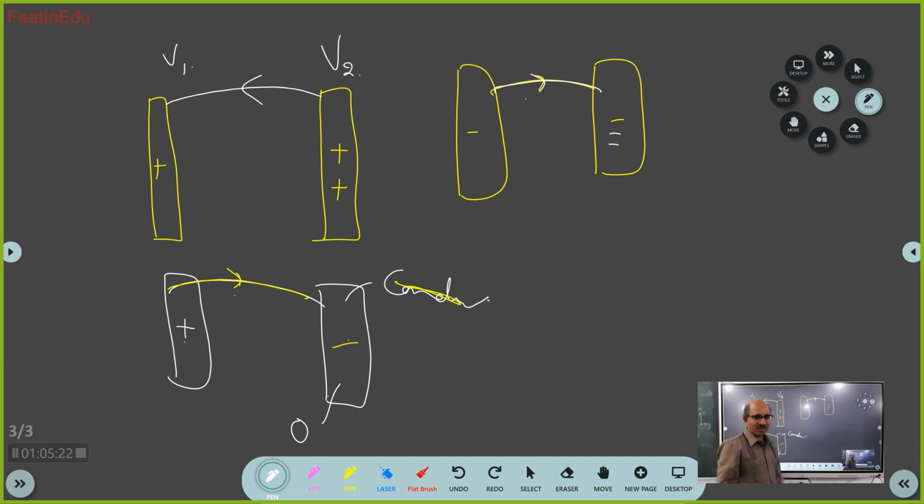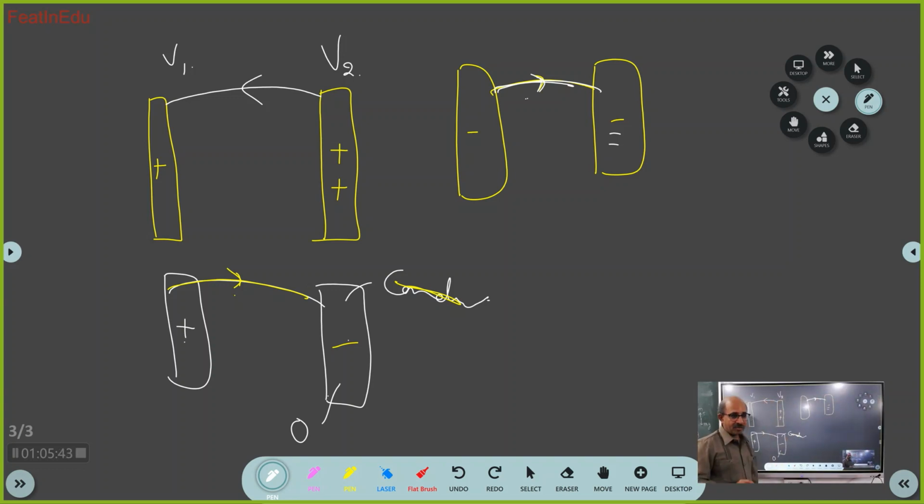Less electrons is at higher potential. Less electrons means it is more positive with respect to this one. So this is at higher potential than this. Are you getting it now? So current will still flow from here to here. Got it? Cool. You are understanding the first thing.